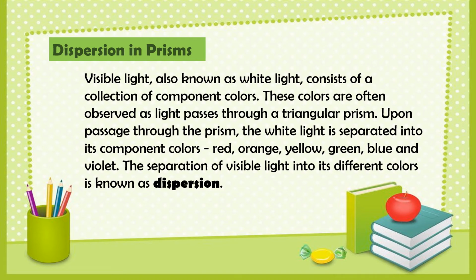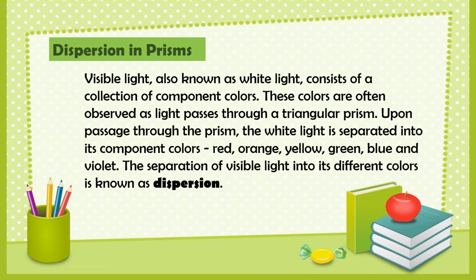Now, how about dispersion in prism? Visible light, also known as white light, was presented in the previous diagram where you can see which part is the visible light. The visible light, also known as the white light, consists of a collection of component colors. These colors are often observed as light passes through a triangular prism. Upon passage through the prism, the white light is separated into its component colors.